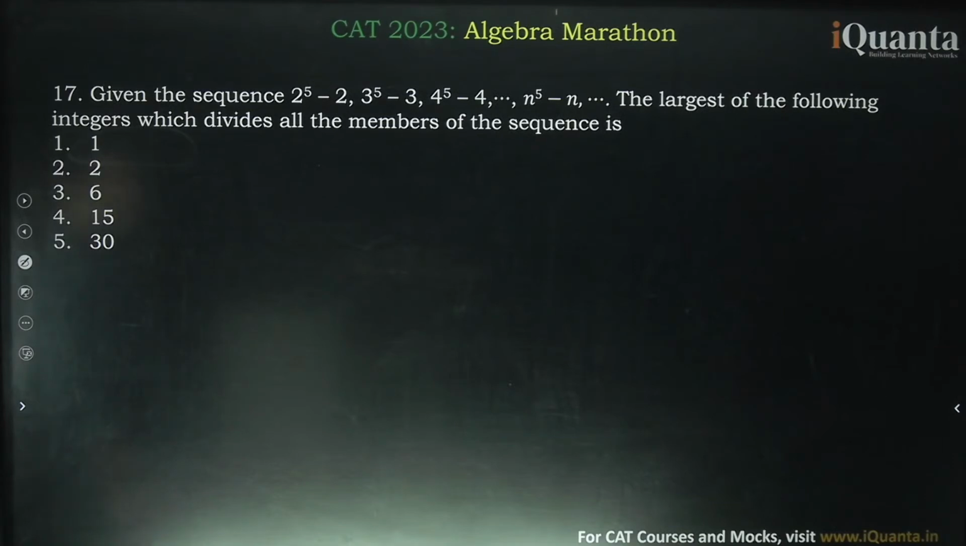Right? Coming to the next one. Given the sequence, the largest of the following integers which divides all the members of the sequence is what?